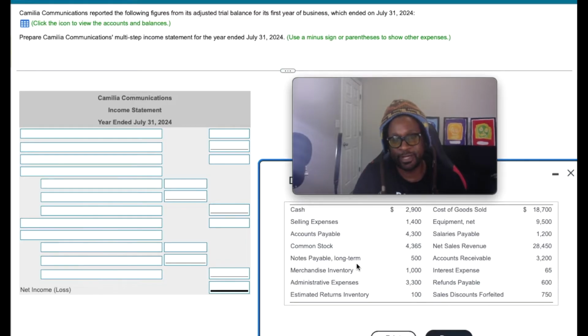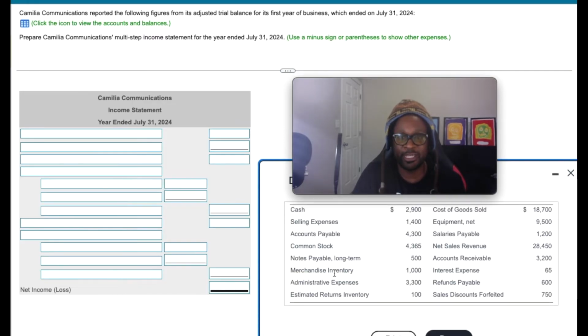So let's identify each one of these accounts and first decide what financial statement it belongs on. Okay, cash is obviously an asset, so we know that's on the balance sheet. Selling expenses happens to be on the income statement because it's an expense, and particularly selling expenses are operating expenses. Accounts payable, common stock, and notes payable all belong on the balance sheet. Accounts payable is a short-term liability, common stock is a part of equity, and notes payable is a long-term liability. Merchandise inventory is also on the balance sheet, labeled as a current asset.